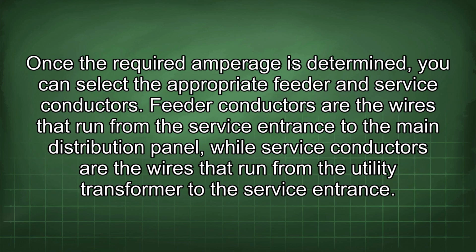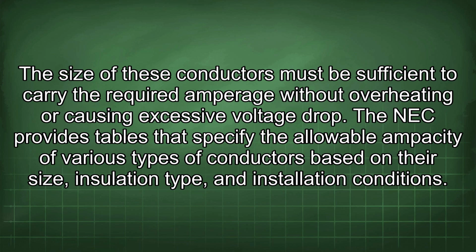Once the required amperage is determined, you can select the appropriate feeder and service conductors. Feeder conductors are the wires that run from the service entrance to the main distribution panel, while service conductors are the wires that run from the utility transformer to the service entrance. The size of these conductors must be sufficient to carry the required amperage without overheating or causing excessive voltage drop.